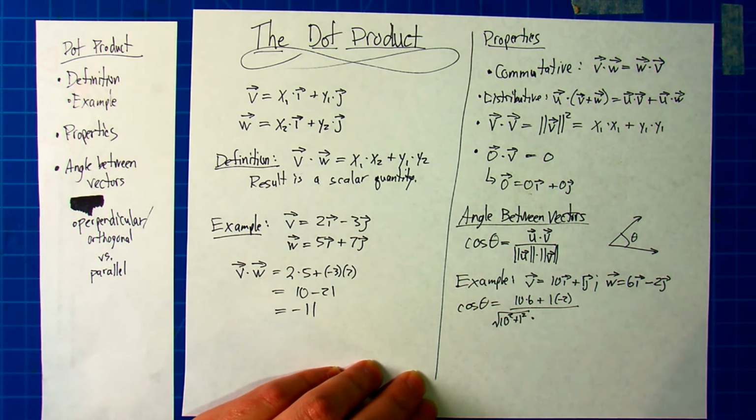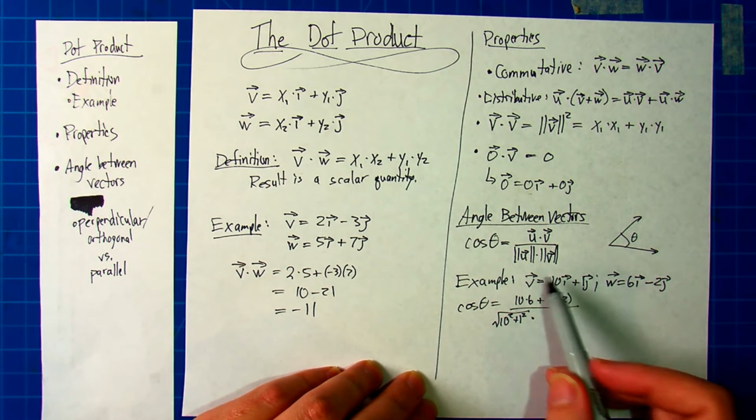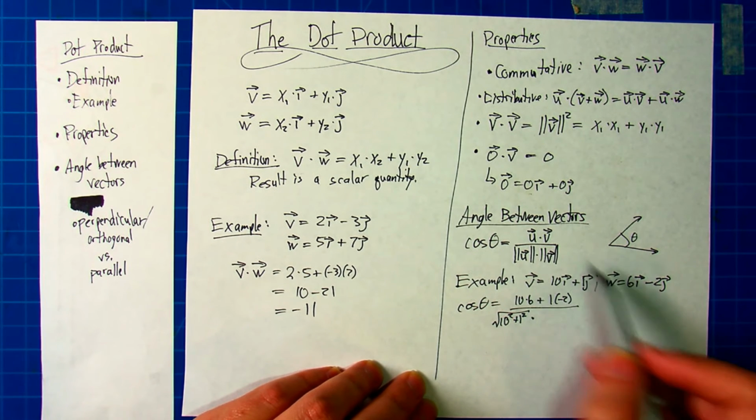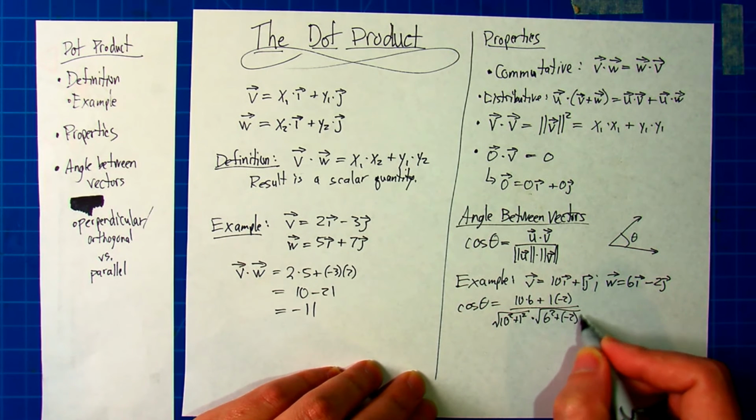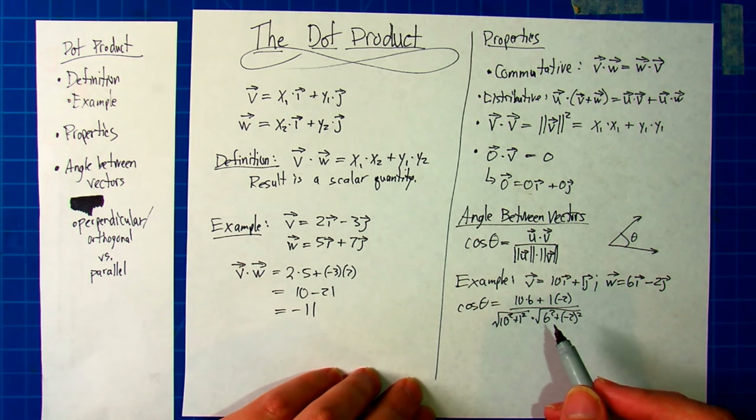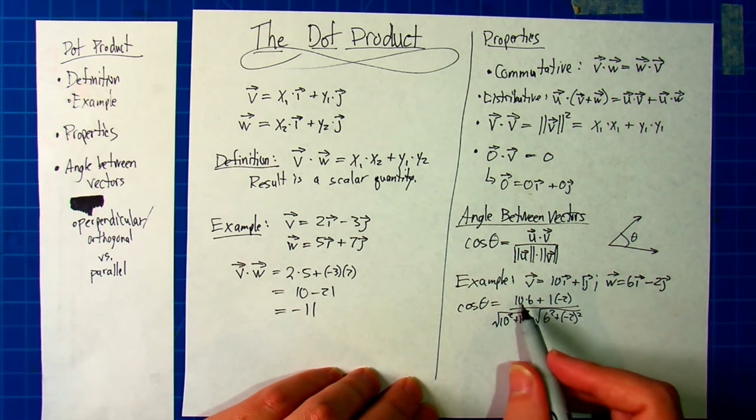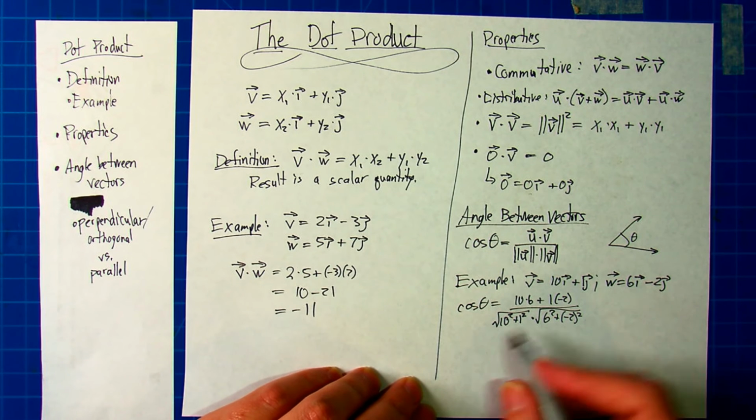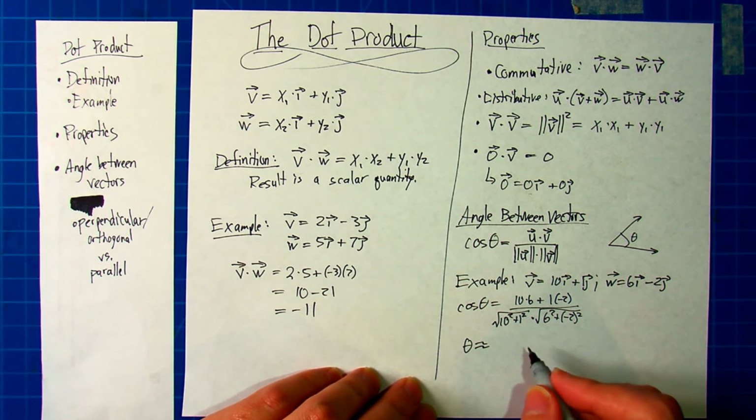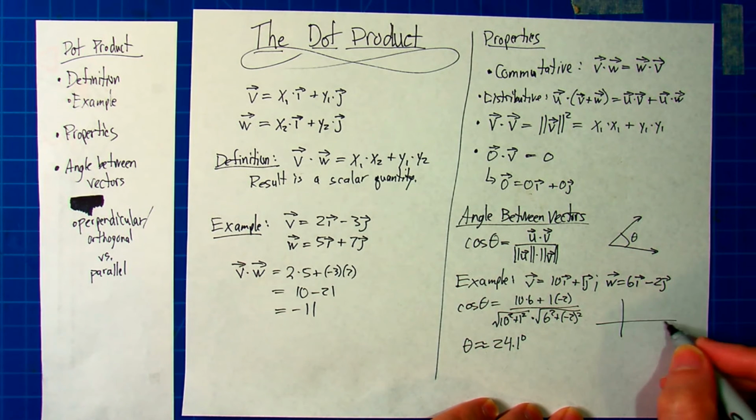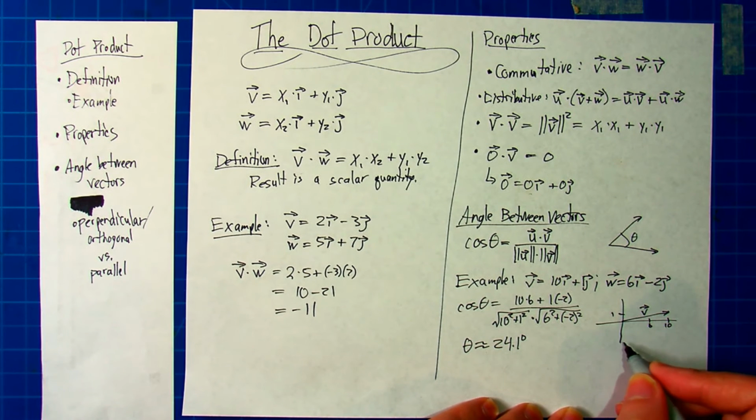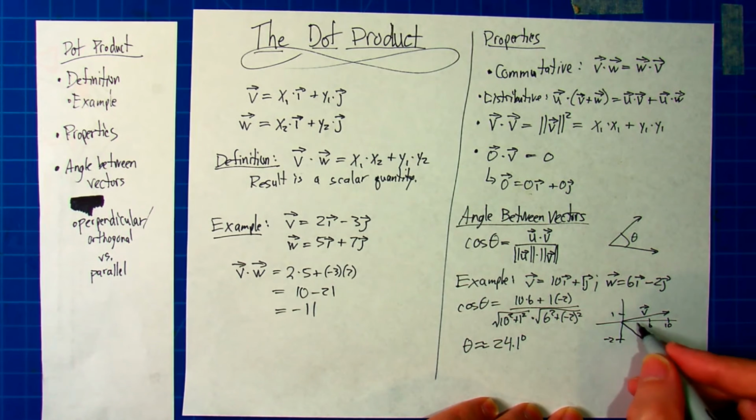I realize I just said things weird because this is u and v and this is v and w, but I'm using this as the first one and this as the second one. So I think you can follow along. So this is 6 squared plus negative 2 squared. And then if you put that all into a calculator here and do the inverse cosine of that, you end up with that theta is about equal to 24.1 degrees. And if you actually plotted these approximately, here's v, 10, and 1, and then w is 6 and negative 2. It's not drawn to scale exactly, but that would be 24.1 degrees.